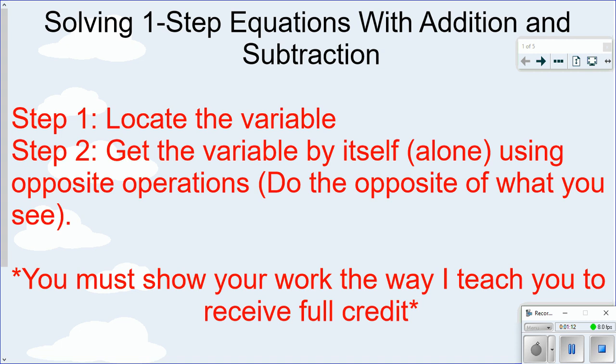For my students, they have to show their work the way that I teach this, because most of these problems you could do in your head without too much trouble. But when it gets into more complicated equations with multiple steps, you're not going to be able to do them in your head. And I'm teaching you the basis for how to do those. So you really don't want to shortcut this. You want to learn a technique of how to solve equations and learn it step by step so that when you get to more complicated equations, those won't be so difficult for you. So let's look at some examples.